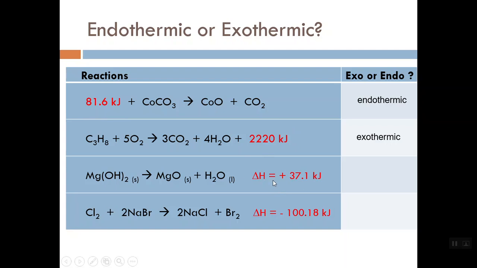If we take a look at the next reaction, delta H enthalpy is written separately. Okay, so it says delta H is equal to positive 37.1 kilojoules. Do you guys remember what, when delta H is positive, what that represents? Right, that represents endothermic. And the next one you see, delta H is equal to negative 100.18 kilojoules, which tells us that it is an exothermic reaction.